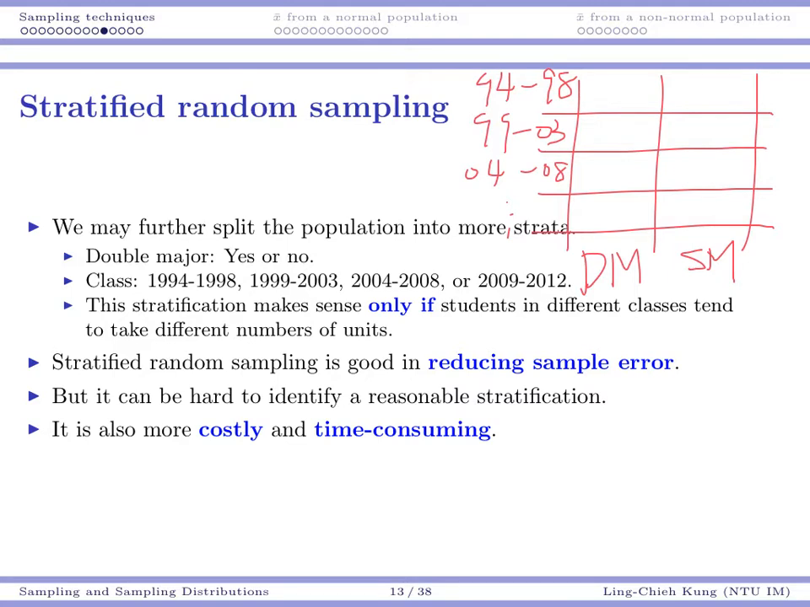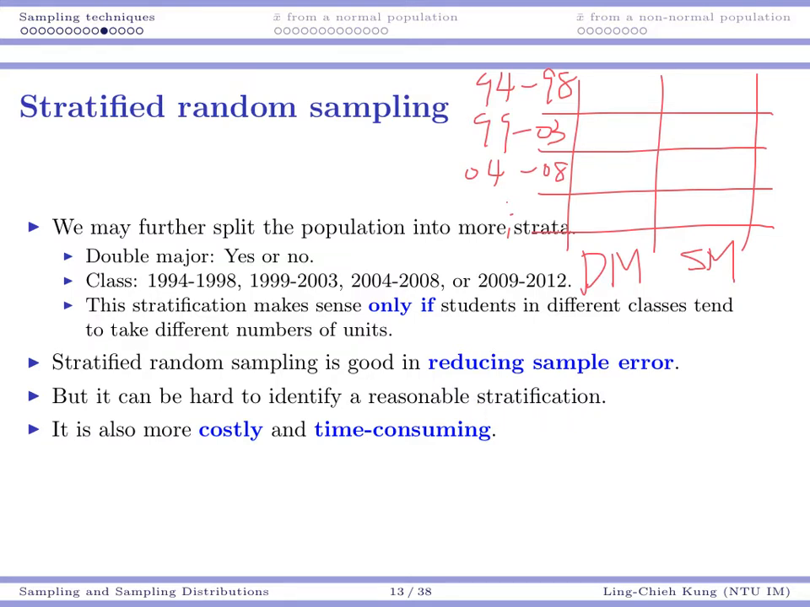Sample error is simply the degree of non-representativeness of our random sample. Okay, we can lower the possibility of that. But of course, the downside is that it can be hard to identify a reasonable stratification.